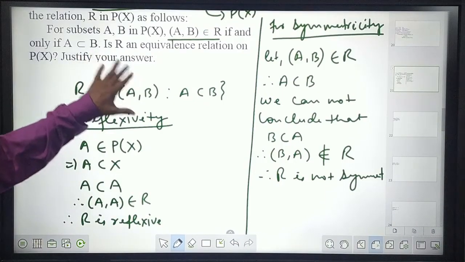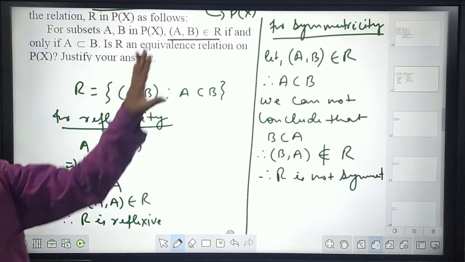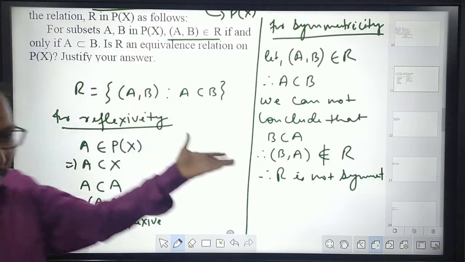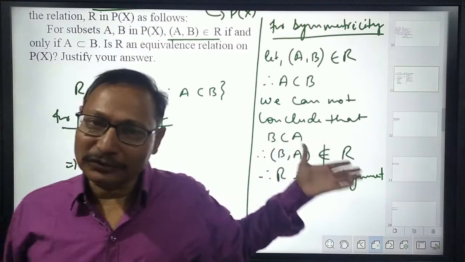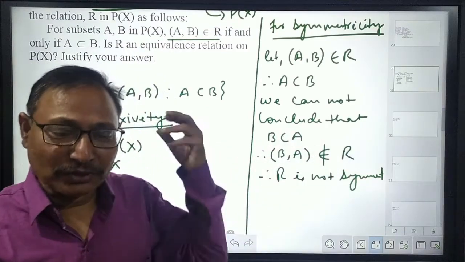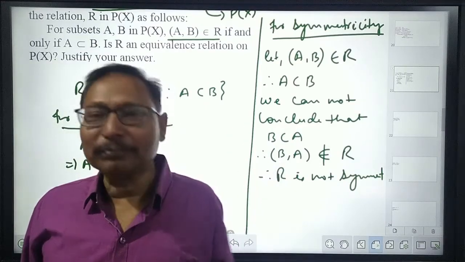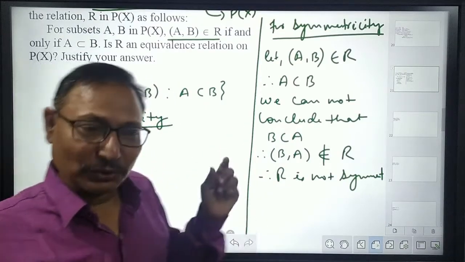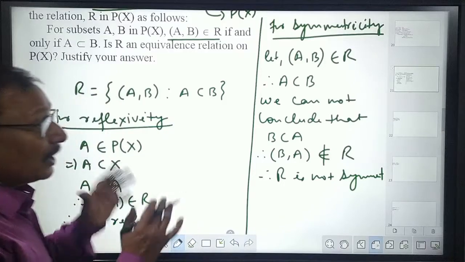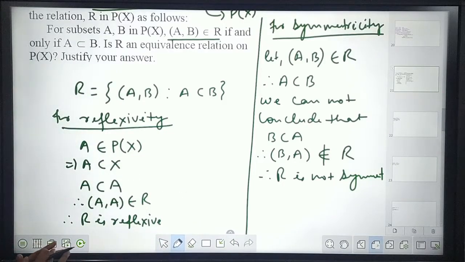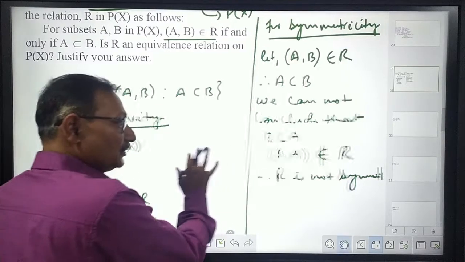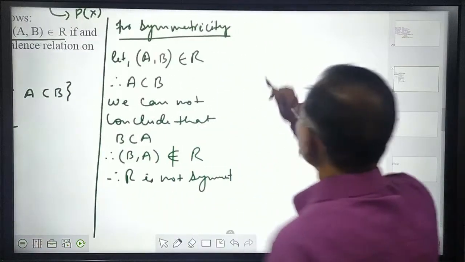It was to check whether R is an equivalence relation. Is this correct? No, not at all, because this relation is not symmetric, and if any relation is not symmetric, then it cannot be an equivalence relation. So it is not an equivalence relation. So the answer is done. But now I want to check its transitivity also.